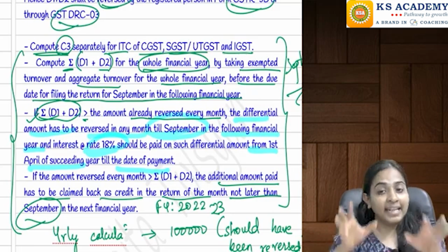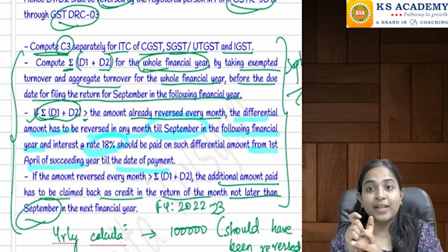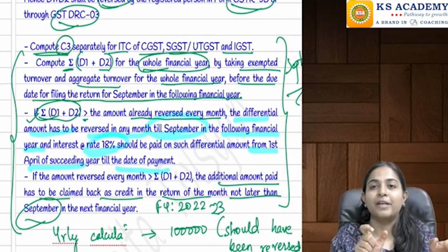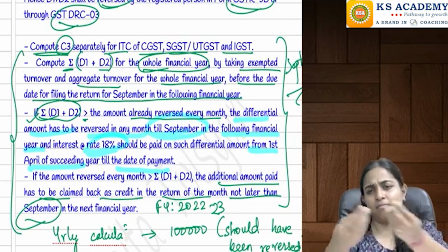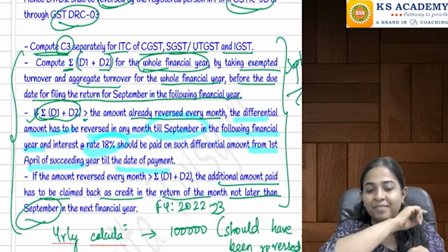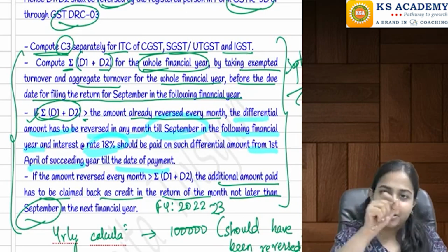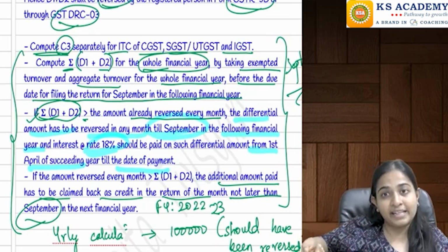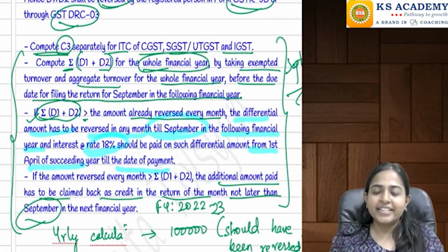Calculate D1 and D2 for the entire year. Now see how much amount is actually reversible for the entire year and how much amount you had already reversed in every tax period. If you have reversed more, then well and good, government says okay, no problem, take the credit of the excess. But if I have reversed less, then government says, whatever is the difference, please reverse it now, means please pay it to the government now along with interest starting from 1st April of the immediate next financial year till the date of payment. Did you understand this, everyone?